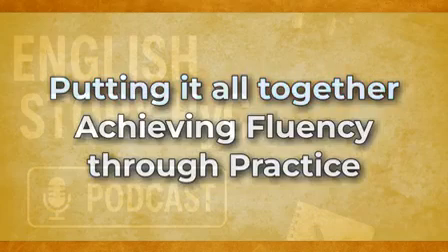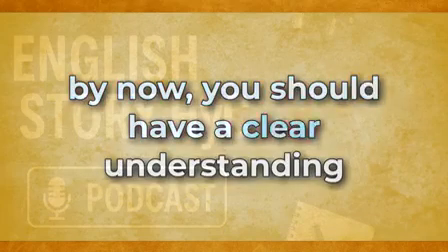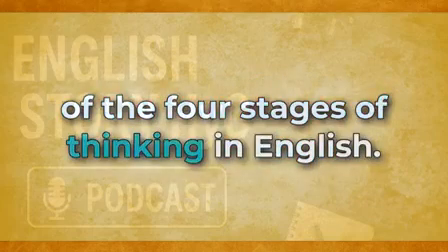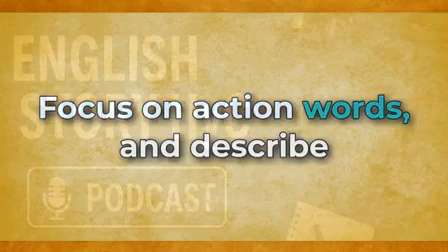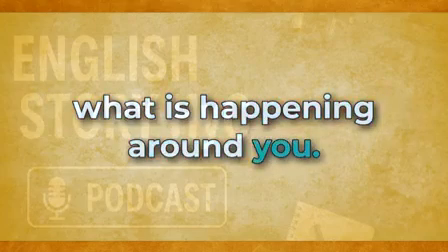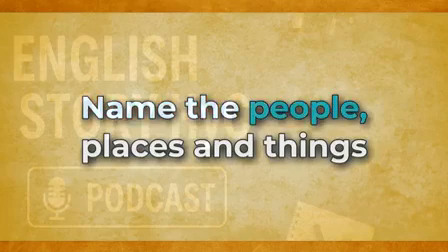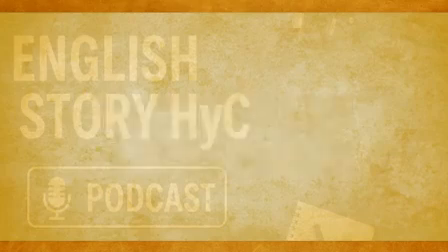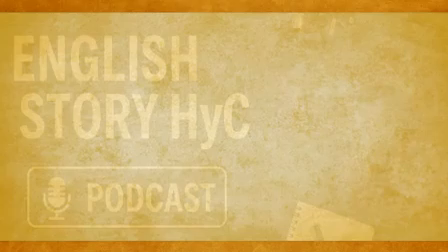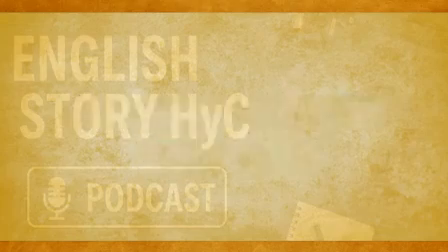Putting it all together. Achieving fluency through practice. By now, you should have a clear understanding of the 4 stages of thinking in English. Think in verbs. Focus on action words and describe what is happening around you. Think in nouns. Name the people, places, and things you see in your surroundings. Think in sentences. Combine verbs and nouns to form short, simple sentences.